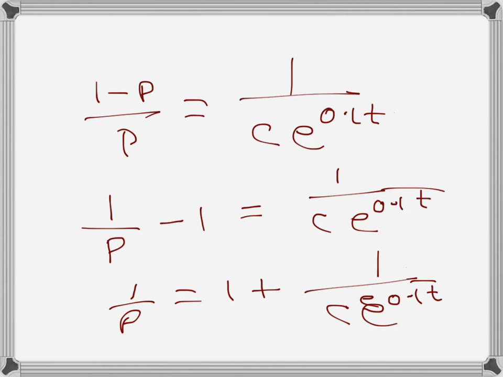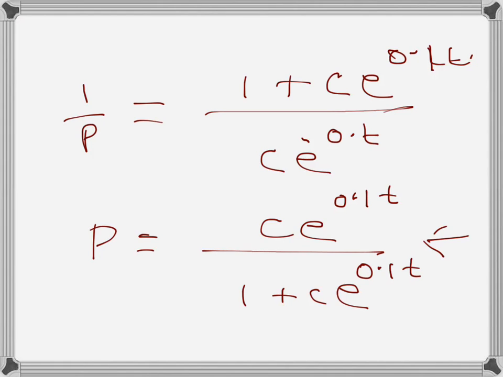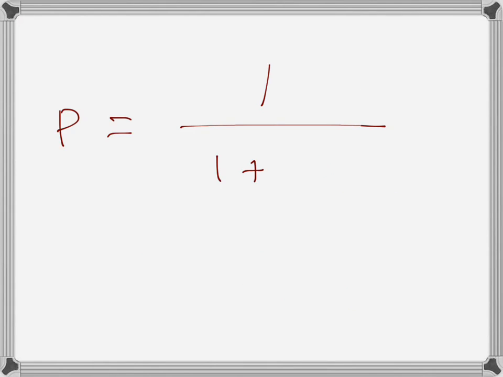That's what I did here as well, when I said inverted. Numerator becoming denominator and denominator becoming numerator. So basically I wanted to have an expression with P only. So on the right hand side, if I divide numerator and denominator both by c e to the power 0.1 t, what happens is P equals 1 over 1 plus c e to the power minus 0.1 t. That's what it becomes.